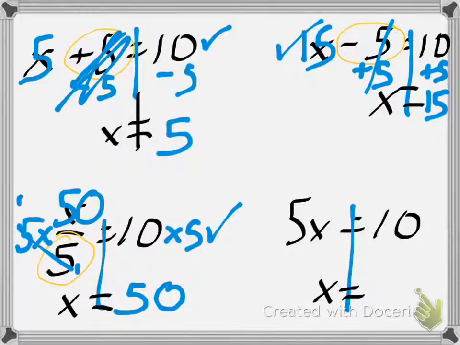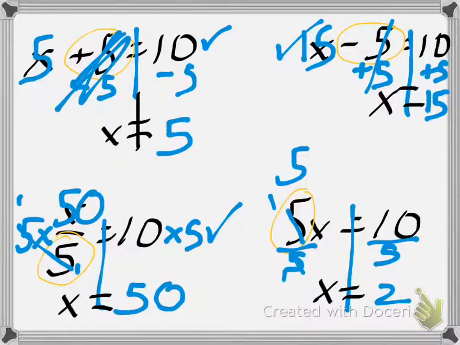On here, we have the x. To get the x by itself, I have to get rid of the 5, and when a number touches a letter, it means multiply. So that means I'm going to have to do the opposite, which is divide. And if I divide that by 5, I have to divide that by the same exact number. So this is going to cancel to 1s, so that gives me my x, and 10 divided by 5 is 2. So once again, our original problem was 5x equals 10, so 5 times 2 equals 10, yes.